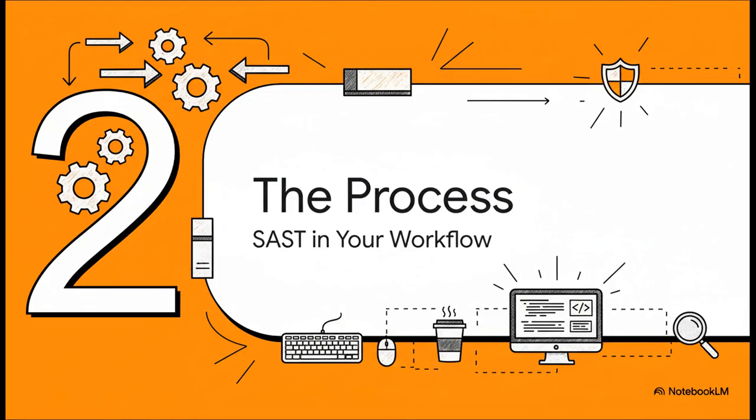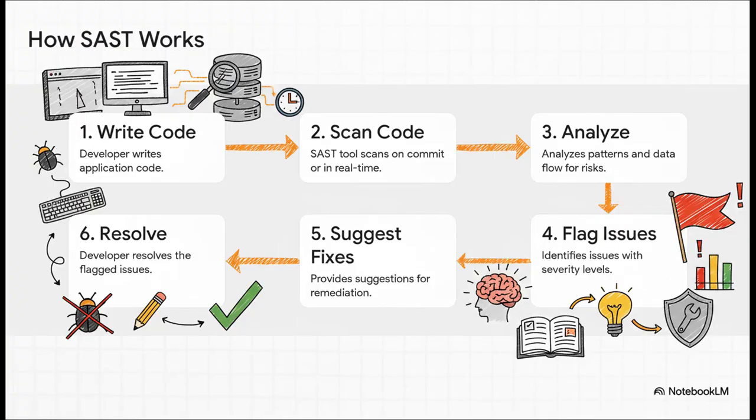Okay, so we know what SAST is, but how does it actually fit into a developer's day-to-day life? Because if it's a pain to use, nobody's going to use it, right? Well, the beauty of it is that the whole process is smooth and automated. A developer writes some code, the SAST tool scans it, either as they're typing or maybe when they commit their changes. The tool looks for risky patterns, flags anything that looks fishy. It'll even tell you how severe it thinks the issue is, and often it'll suggest how to fix it. The developer makes the fix, and the cycle just keeps going.